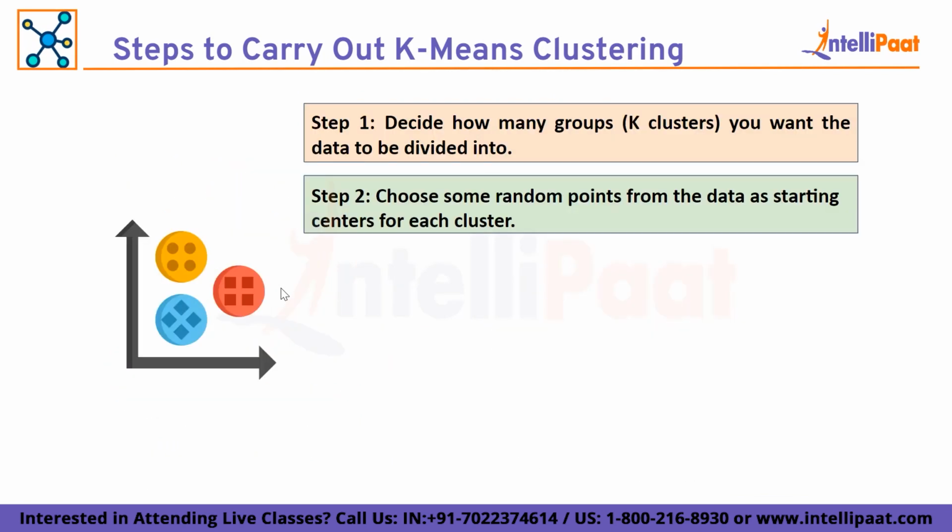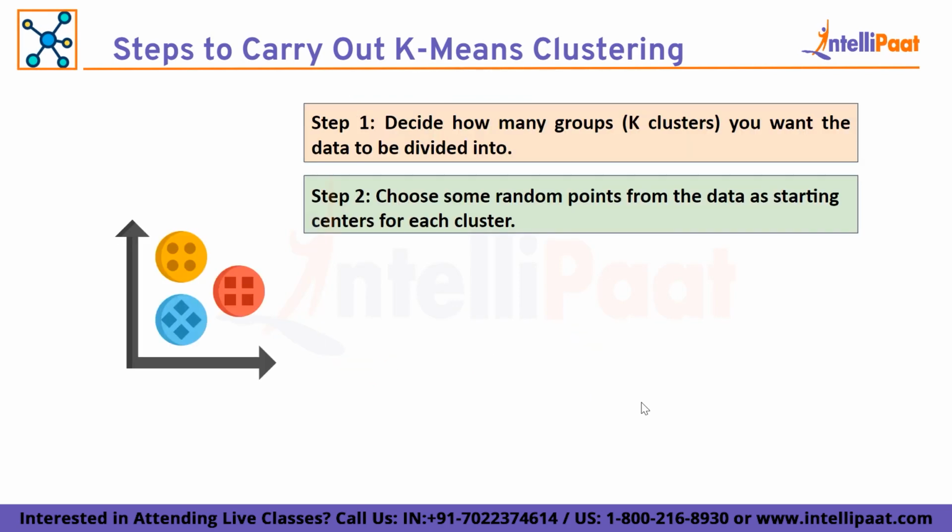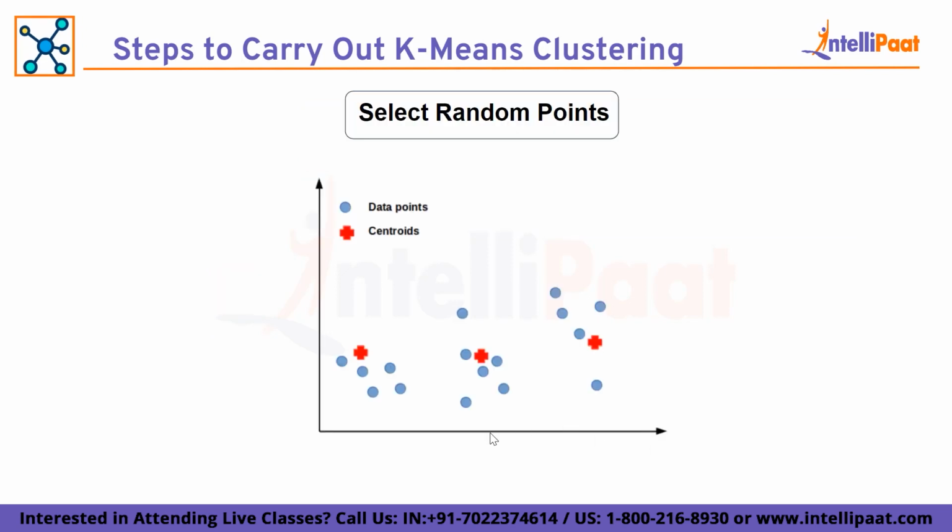So after this, the second step is to choose random points, that is centroids, within the data. For this data, I have chosen 3 random points, that is 3 centroids. Now, we need to assign each data point to its closest centroid. For this, we need the distance between the centroid and the data points.